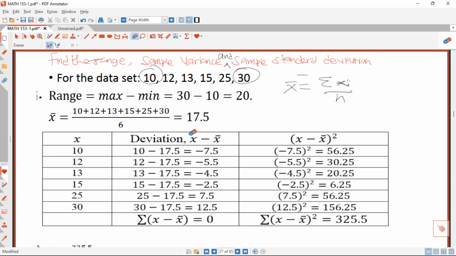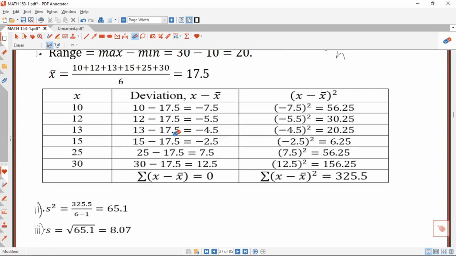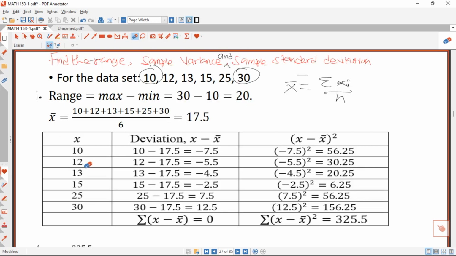So all that we have to do is to find our deviation, and we know that the deviation is x minus x bar, right? Here, this is our individual data point: 10, 12, 13, 15, 25 and 30. We are going to subtract our mean, 17.5, from all these, then square it and sum it, and then divide by n minus 1 to get our sample variance, right? So for the deviation, we are just going to subtract 17.5 from the individual data set.